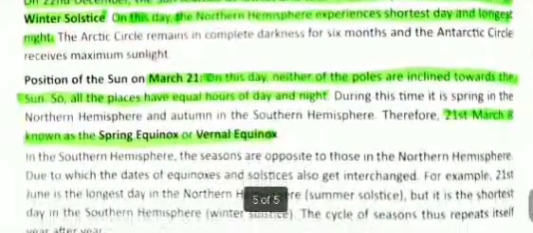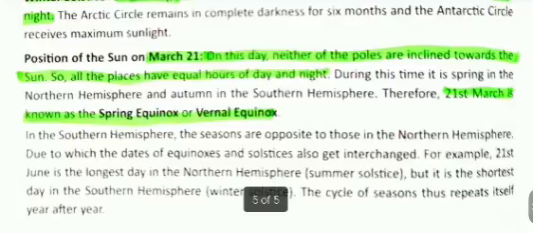Position of the sun on March 21st. On this day, neither of the poles are inclined towards the sun, so all the places have equal hours of days and nights. During this time, it is spring in the northern hemisphere and autumn in the southern hemisphere. Therefore, 21st March is known as the spring equinox or vernal equinox.